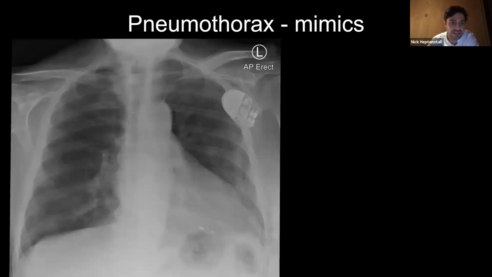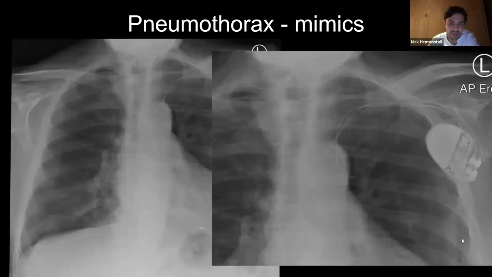This case, I'll zoom in. You can see that there's a line coming all the way around here, commonly called pneumothorax, but in this case, the line extends all the way across the mediastinum, and this is actually a skin fold. So this is how the patient's lying on the detector plate when they took the X-ray.